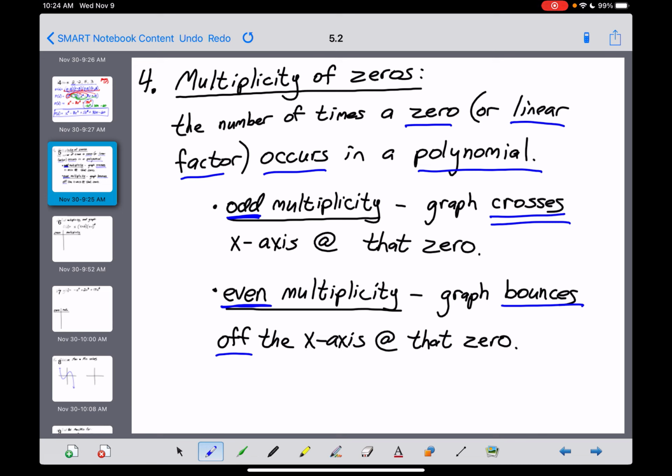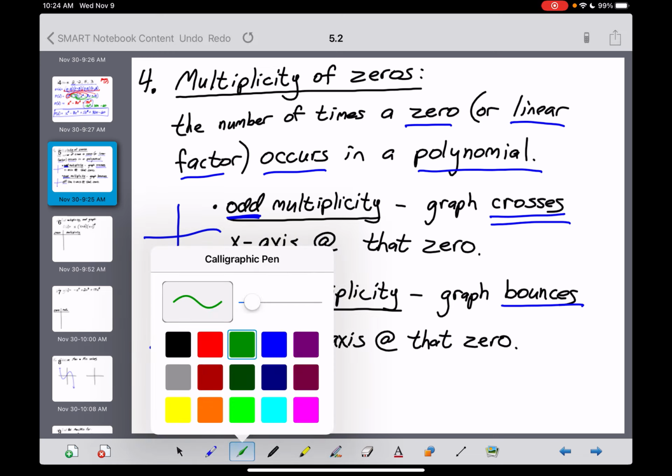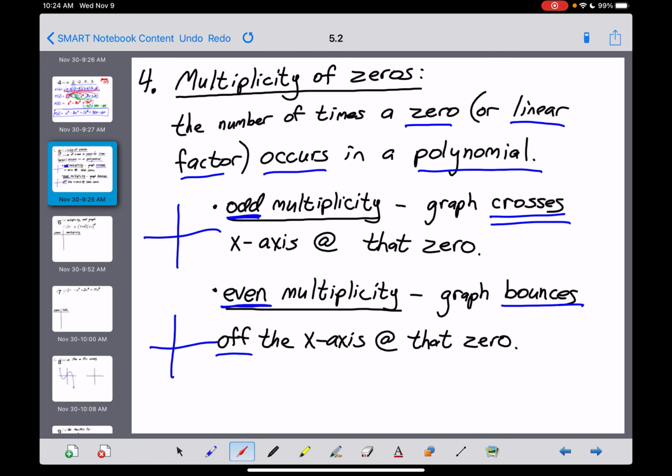So maybe just a real quick graph of what I'm talking about right here. If you had an odd multiplicity, your graph would cross through the x-axis. So it would look something like this right here. But if you had an even multiplicity, what would happen then, guys, is that your graph would hit the x-axis, but then bounce off it and go right back from whence it came. So this is what it looks like when you have an odd multiplicity. It goes through or across the x-axis. This is what it looks like when you have an even multiplicity. It hits it, but then goes right back in the other direction there.